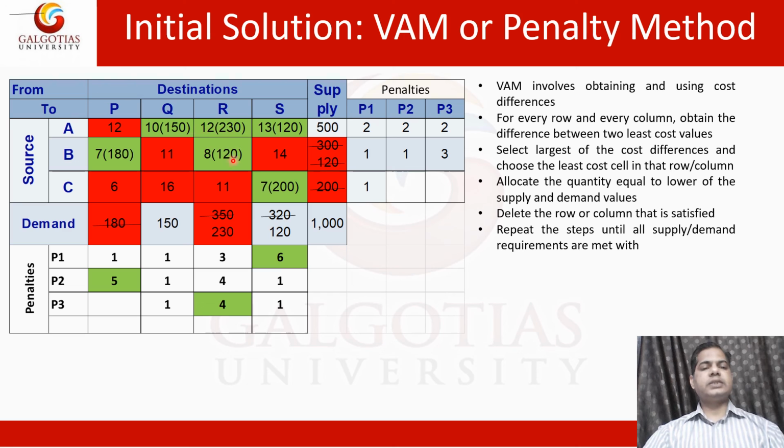So the green cells here are my allocations, and if I find the cost, it comes out to be 10 into 150 plus 12 into 230 plus 13 into 120 plus 7 into 180 plus 8 into 120 plus 7 into 200, which comes out to be 9440, which is the least cost among all the three methods. So that's why this method, the VAM method, is known as the best method to find the initial basic feasible solution.